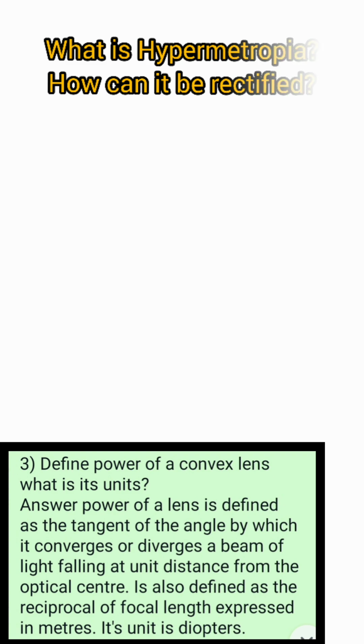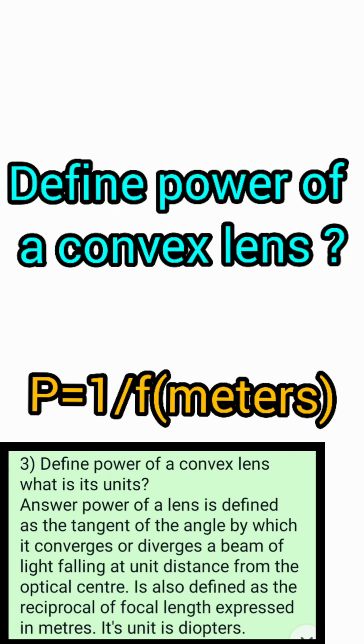3. Define power of a convex lens. What is its unit? Answer: power of a lens is defined as the tangent of the angle by which it converges or diverges a beam of light falling at unit distance from the optical center. It is also defined as the reciprocal of focal length expressed in meters. Its unit is diopter.